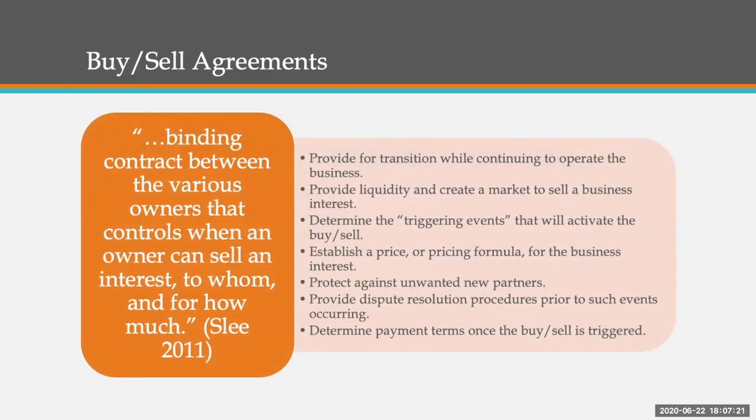Okay, thanks, Jeff. So just to reiterate what Jeff had said on the buy-sell agreements, it's the binding contract between the various owners that controls when an owner can sell an interest, to whom they can sell it, and for how much. And a lot of that, per what the professor was saying, comes down to these triggering events. So I won't harp much more on this slide because Dave did a good job covering that as well.